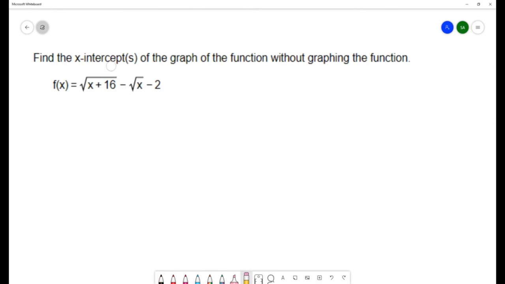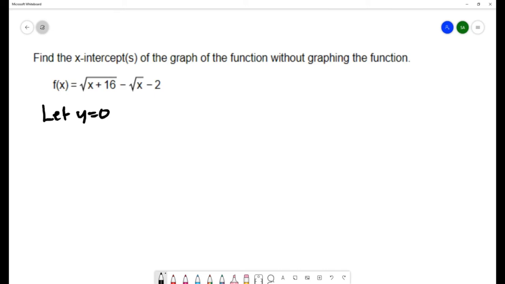Find the x-intercepts of the graph of the function without graphing the function. Our function is f of x equals the square root of x plus 16 minus the square root of x minus 2. And we're looking for x-intercepts. The way that we find x-intercepts is to let y equal 0.